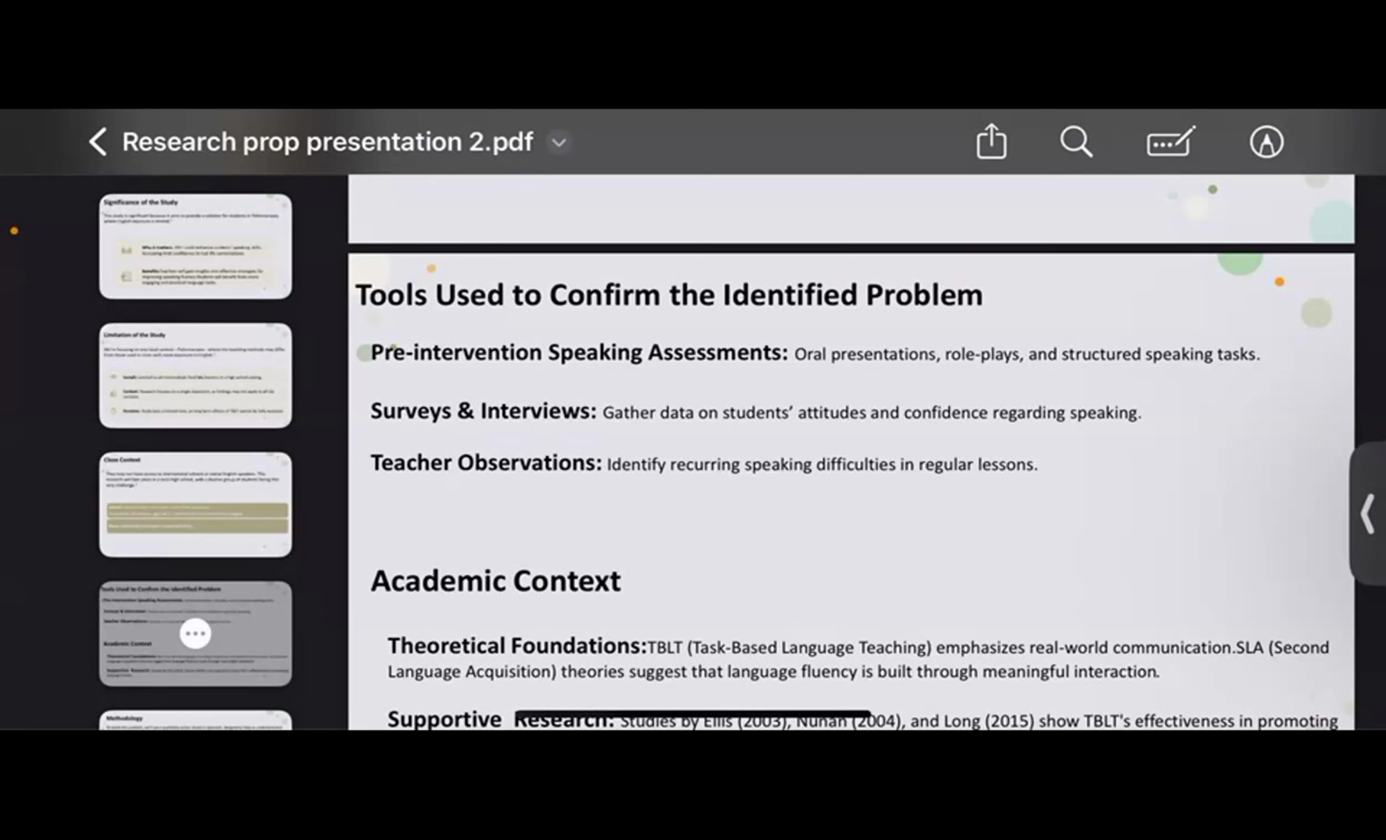Hello, ma'am. Ma'am, can you hear me? I can hear you. Yes, okay, continue. To understand the extent of this issue, we will begin by gathering data from students. We will use pre-intervention speaking assessments, surveys, and teachers' observations to identify exactly where the gaps in speaking fluency lie.